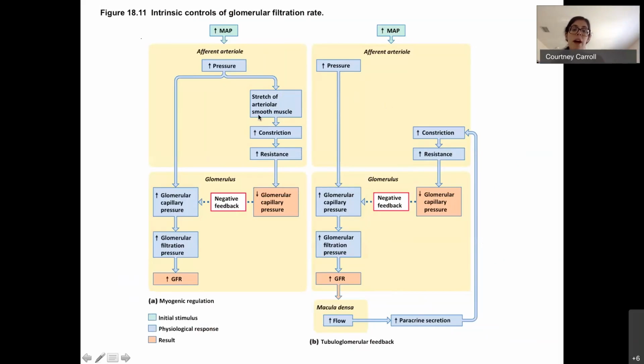So we talked about those two ways, the myogenic regulation on the left. An increase in mean arterial pressure here in our afferent arteriole is going to activate those stretch receptors, which are going to constrict and increase resistance, which will bring down that pressure. And this will negatively feedback and shut the whole thing down. However, we also have that increase in arterial pressure that will be picked up by our macula densa cells, which will secrete our paracrine secretion, is what we call it. So it's going to release a chemical, which will go to the afferent arteriole and cause it to constrict, leading to that higher resistance, bringing the pressure down.